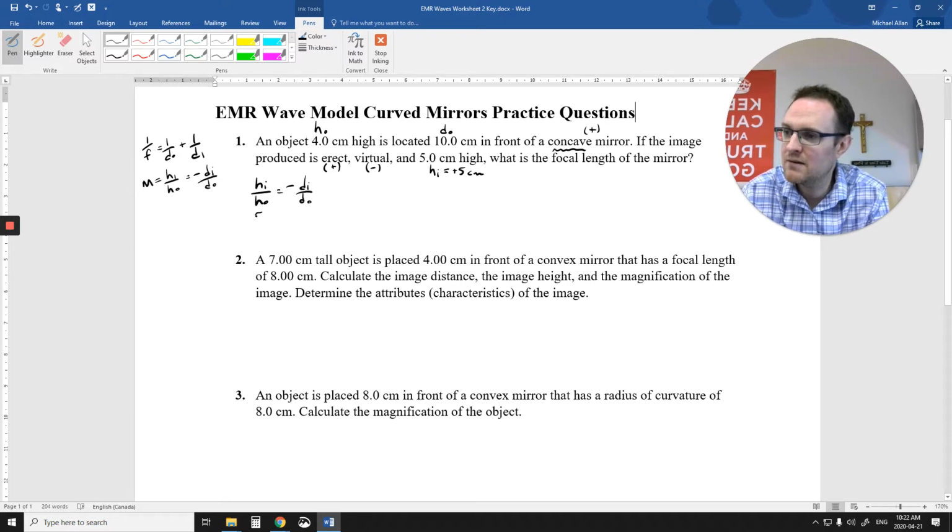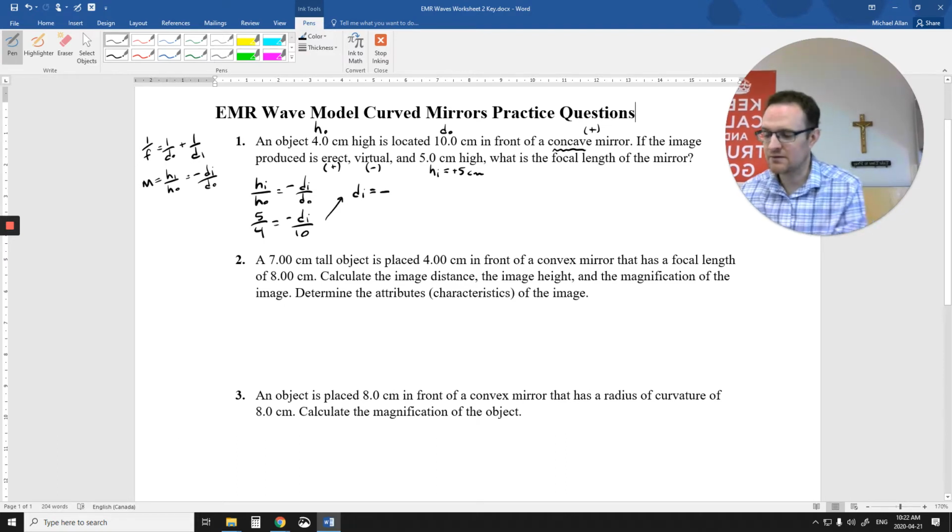So I'm going to put in the information we have. We got 5 over 4 for that side, and I want to find di, so I'm going to go negative di, and then on the bottom I have 10. So we're going to do the quick little calculation here to find out what di is. Di will end up being negative, so I didn't have to tell you it was negative, virtual, but it just ended up being that way. 5 over 4 times 10 is 12.5. So I know my di is negative 12.5 centimeters.